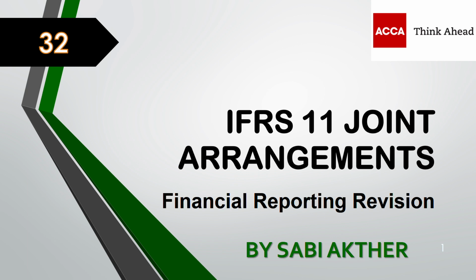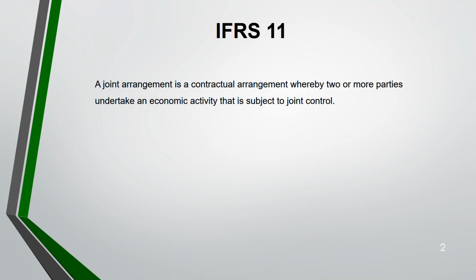This standard and the next standard, IFRS 12, are not in the FR syllabus but are in the SBR syllabus. So, a joint arrangement is a contract where two or more parties undertake an activity that is subject to joint control. So the meaning is it could be two or more than two. They are jointly controlling it.